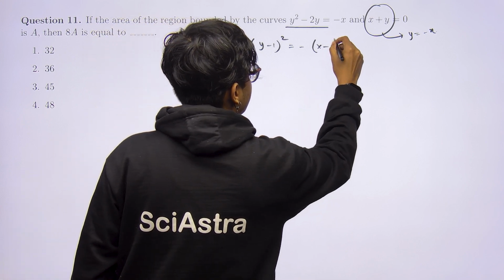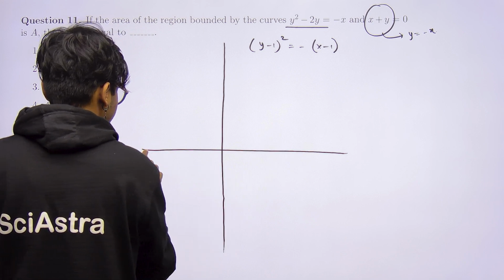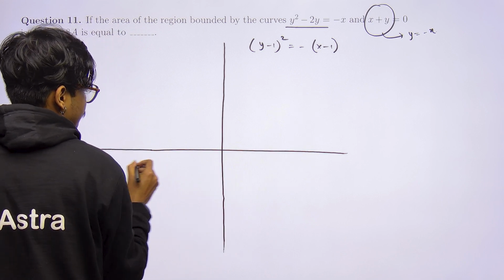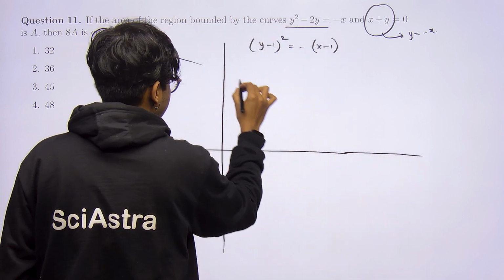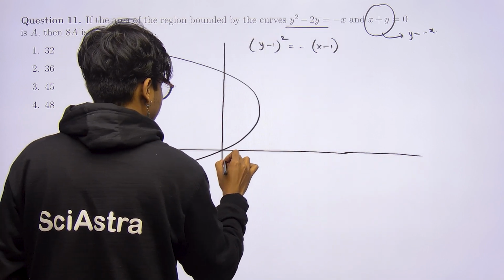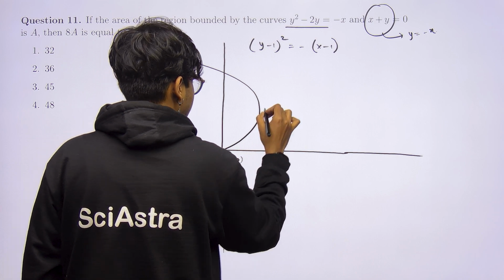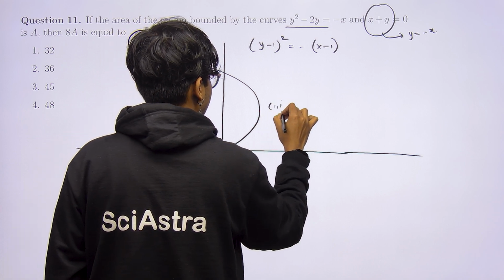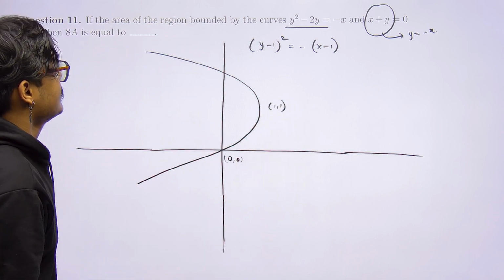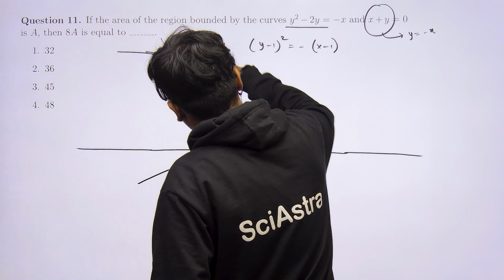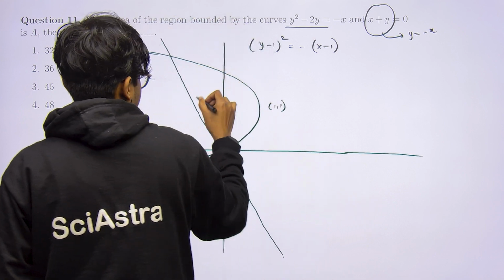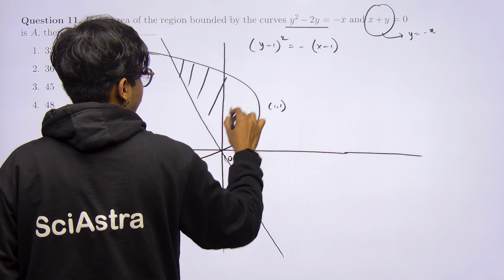This will be a minus 1. So it passes through 1, 1 and the origin. So if I draw this parabola, it should look something like this, right? And this is 1, 1. If you look at the second curve, it's basically y equal to minus x. So it should look something like this, right? Okay, and this is the required area that you're looking for.